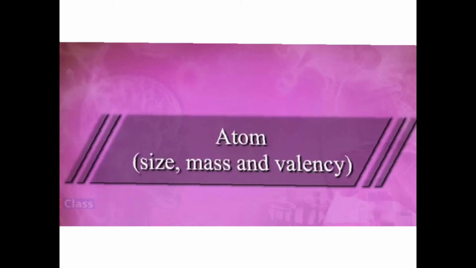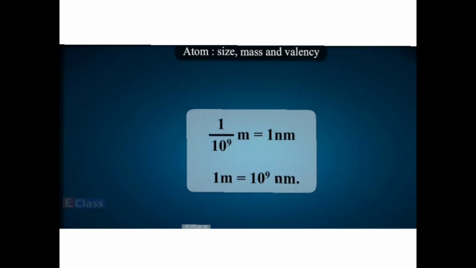An atom is so small that on the tip of a needle, millions of atoms lie. So meter, centimeter, and millimeter are very big units. So we started using smaller units for measuring the size of an atom, and that unit is the nanometer. One nanometer is 1 upon 10 raised to 9 part of 1 meter. So when you collect 10 raised to 9 nanometers, it will become 1 meter.